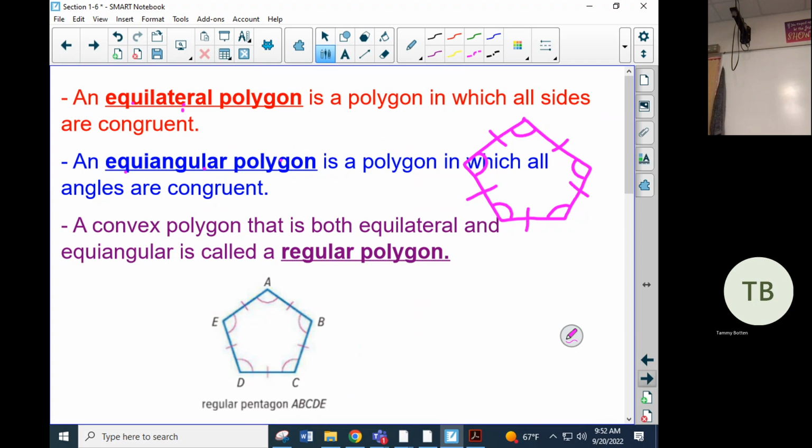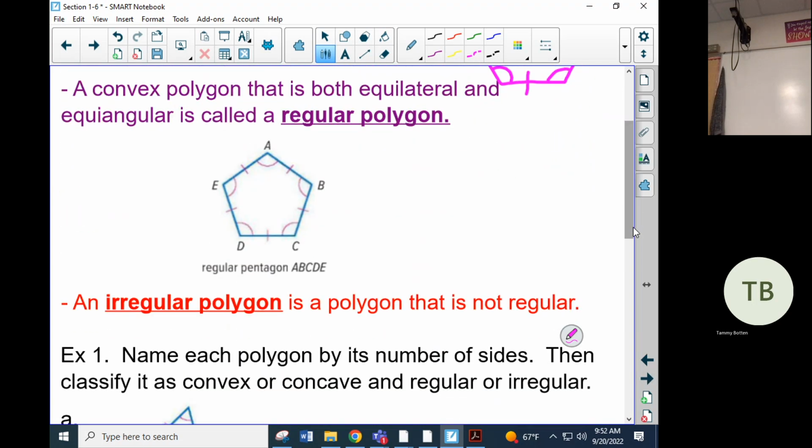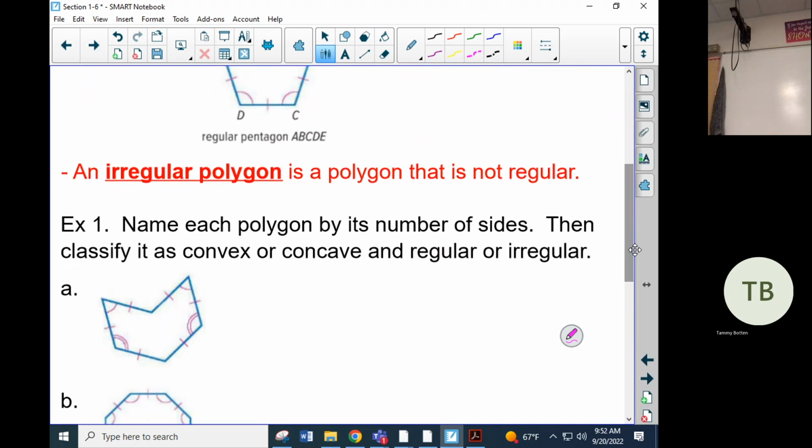So one of the things we're going to have to say today is, is this regular or irregular? Like this right here, notice all 5 of the angles are marked congruent and all 5 of the sides are marked congruent. So that is a regular pentagon. An irregular polygon is one that is not regular.